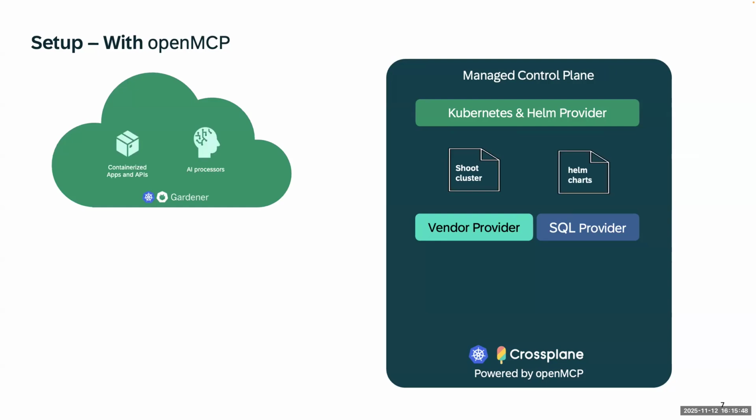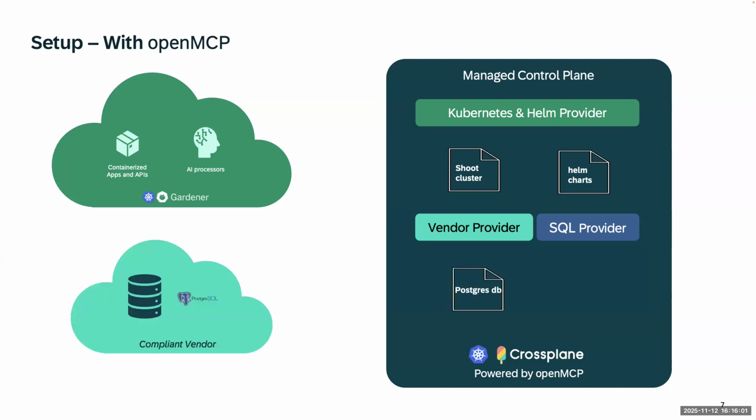And additionally, with the Helm Crossplane provider, we can then install all of our Helm charts, the containerized application, APIs, the almighty AI processor on this workload cluster. Then, of course, with the vendor provider, for example, the GCP Crossplane provider, we are now able to provision or to request a Postgres database. And with the SQL provider, we can then initialize the schema and also maybe the initial content.